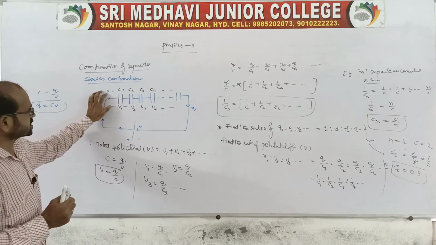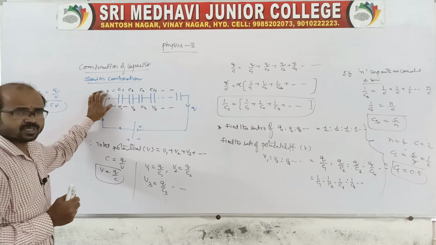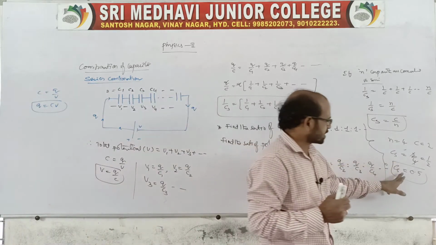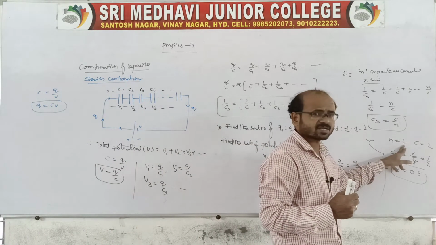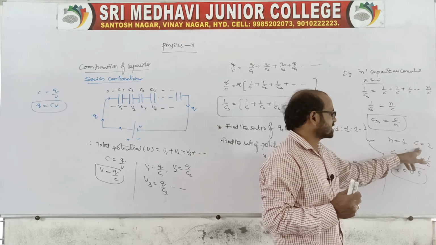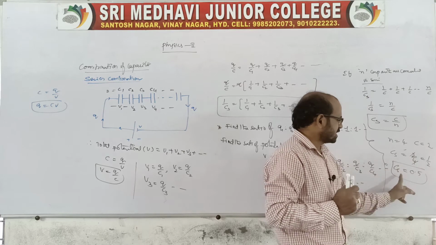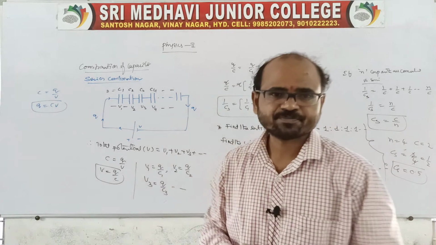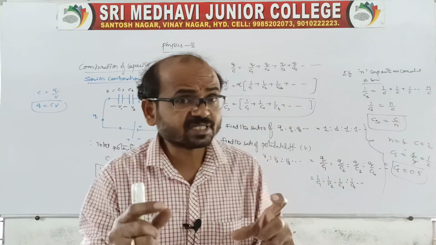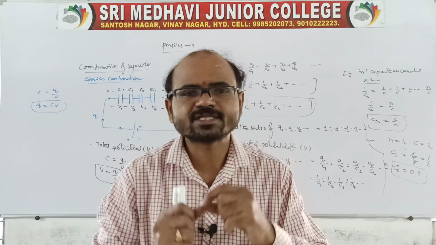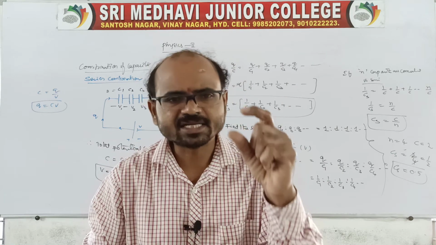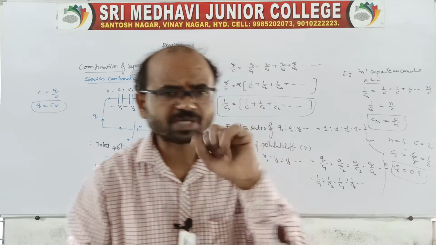See, each capacitance here is given as 2 farad. Find the effective capacitance, because there are 4 capacitors connected in series. C is equal to 2, therefore Cs is equal to 2 by 4, that is 1 by 2. Cs is nothing but 0.5. The effective capacitance will be less than the individual capacitance of a capacitor, which is very, very important.